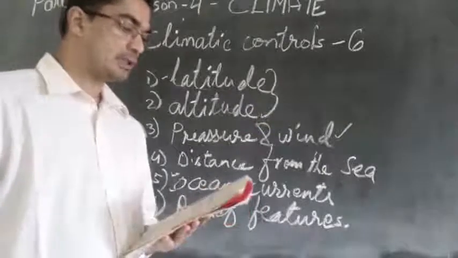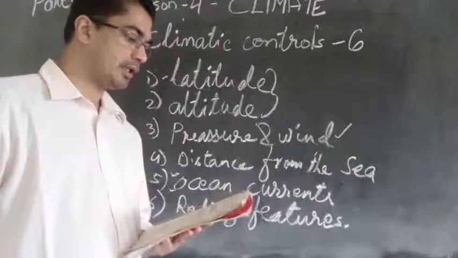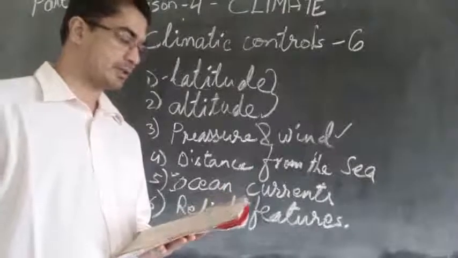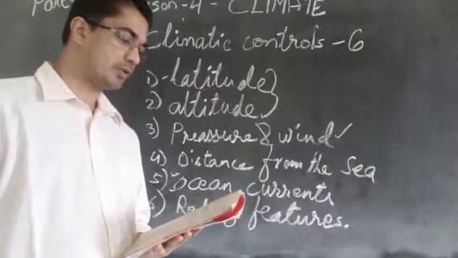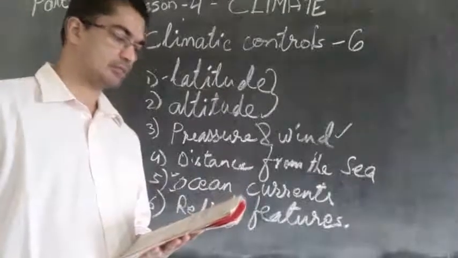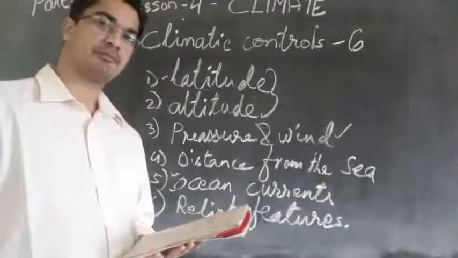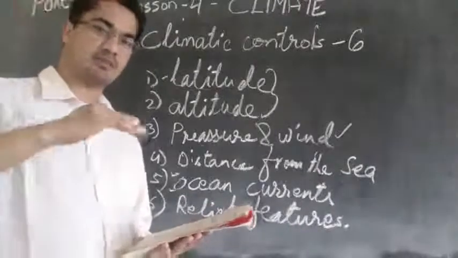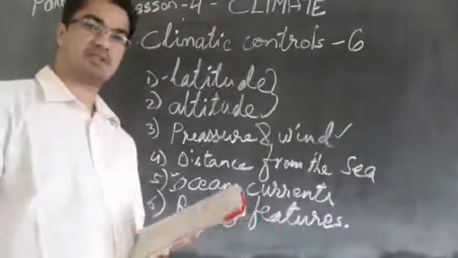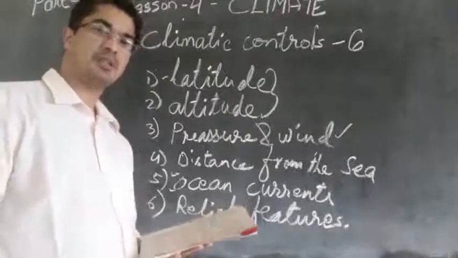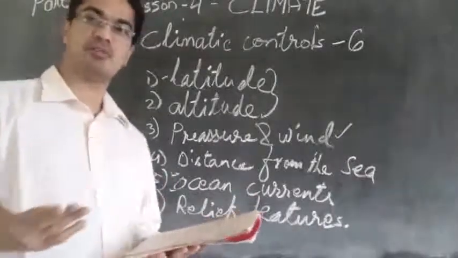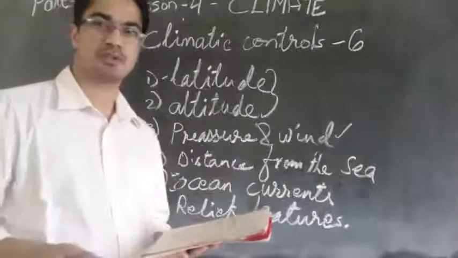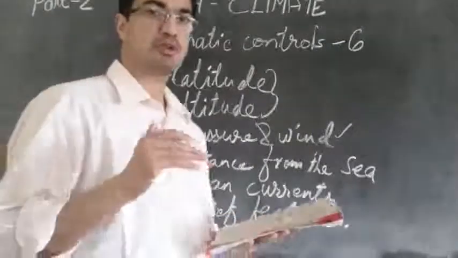So relief too plays a major role in determining the climate of a place. High mountains act as barriers for cold or hot winds. Relief means the physical features, especially the high mountains. So they also help in forming or influencing the climate of a place. How do they influence? Because they are able to block the wind.